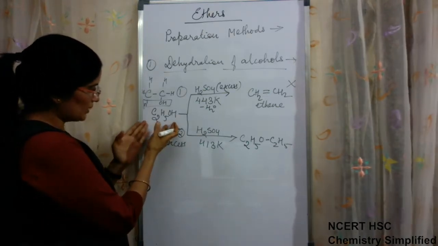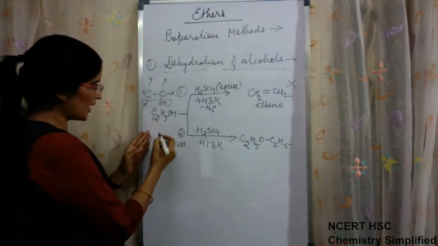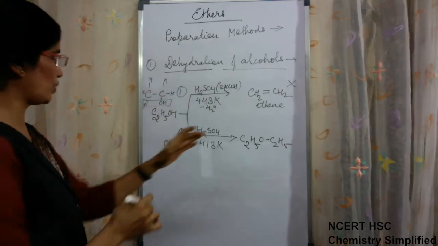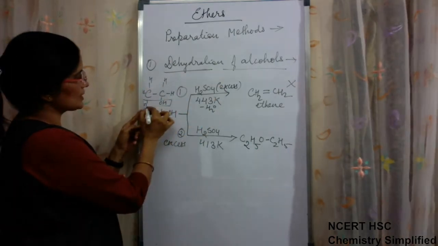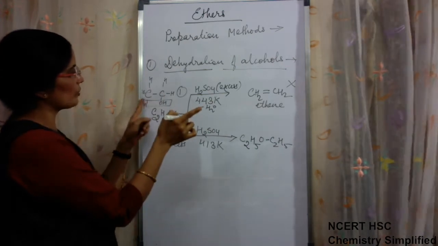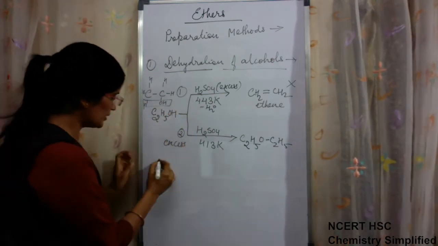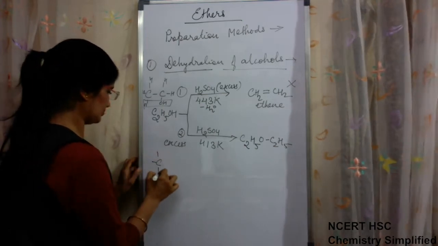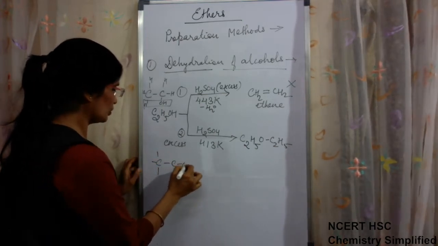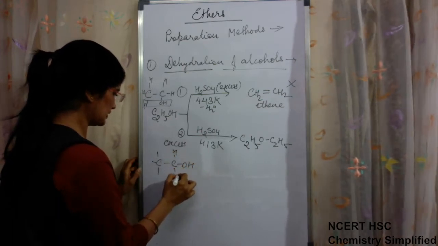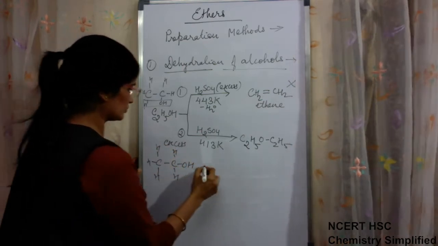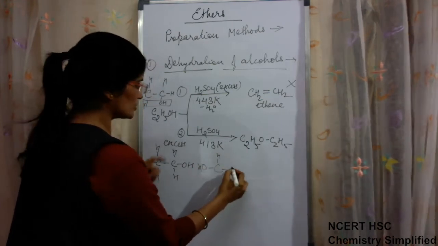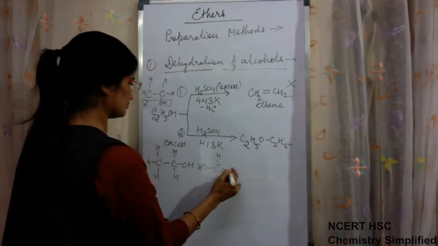Now what has happened in this reaction? Here also dehydration has taken place because we have given the heading dehydration of alcohols. Here dehydration has occurred, a water molecule is lost from one alcohol molecule. Here what will happen? C2 OH H another alcohol molecule, because we are using alcohol in excess.